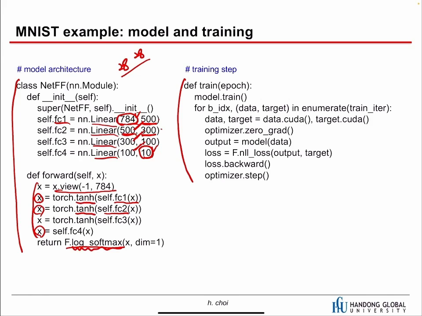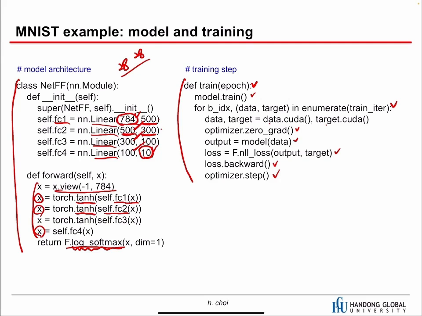Then in the training function, the first line says we are going to train this model. In this for loop, we get one mini batch of data samples from the train iterator, and we move this data and target onto the GPU, initialize our optimizer, apply the forward propagation, calculate the loss function, calculate the backward propagation, and then update our parameters. That's it. So it's quite simple, right?